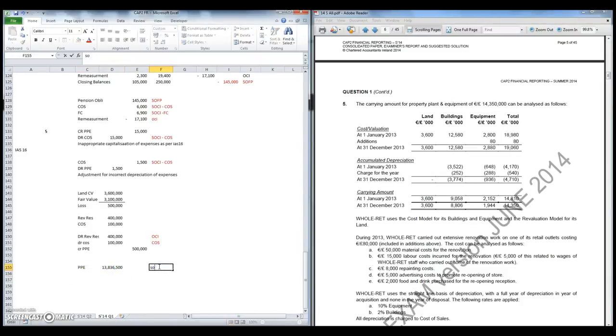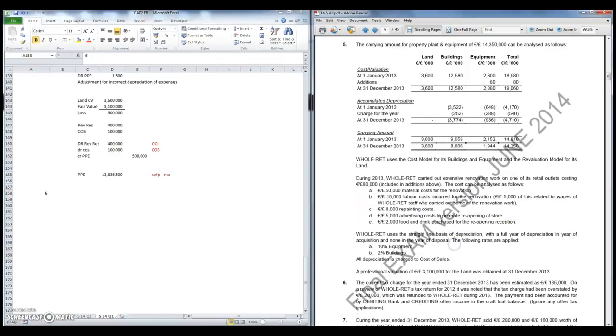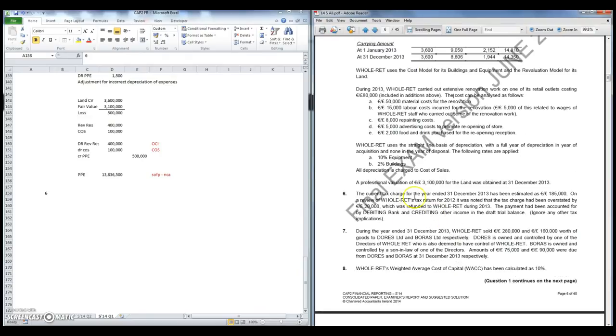So you can put SOFP here of non-current assets. Okay, just put it in red. So you can put the summaries for the cost of sales you want, but I think we'll move on to finish off the rest of the workings. So the next working then is to do a working 6. You're told current tax charge for the year ended was 185,000.